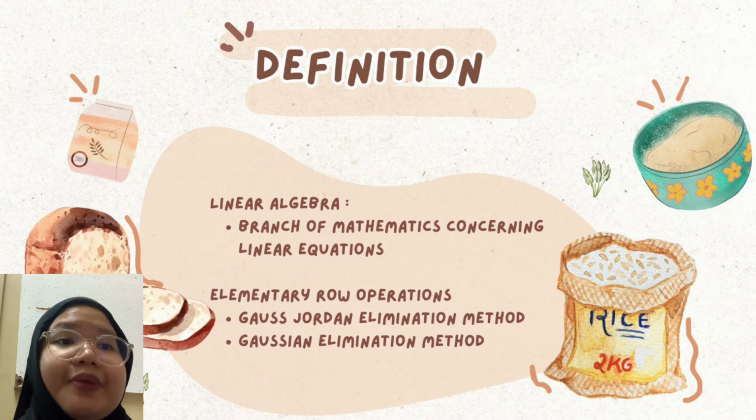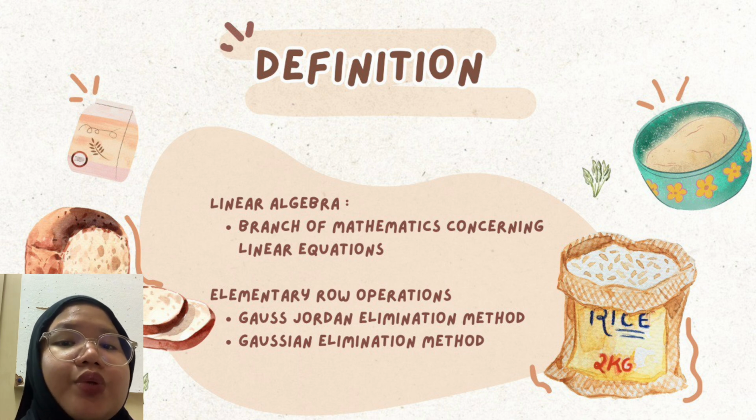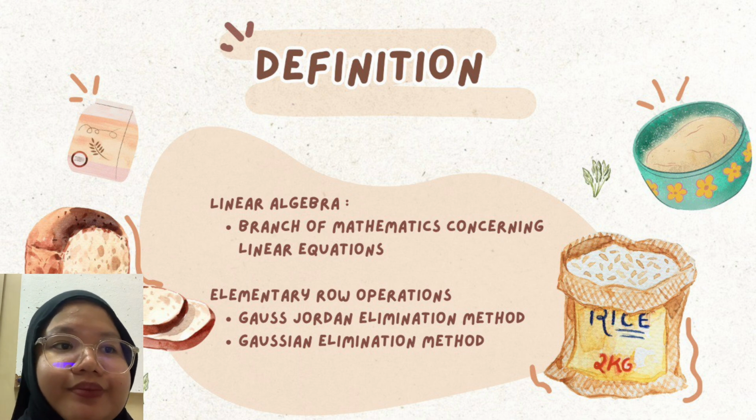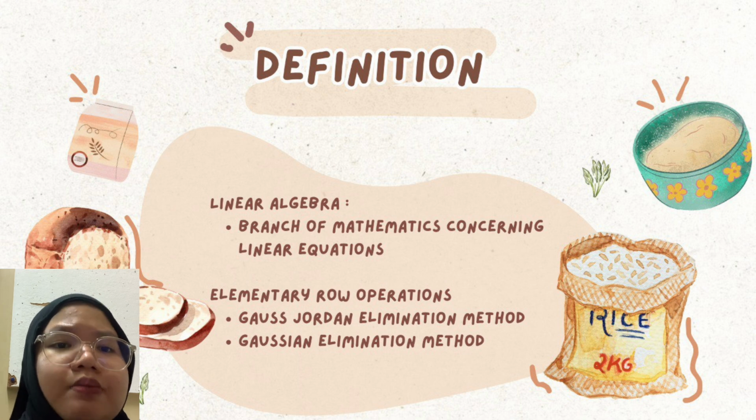Elementary row operations are basic manipulations on the rows of a matrix used to simplify it. These operations include swapping rows, multiplying a row by a non-zero number, and adding or subtracting a multiple of one row to another. They help solve systems of linear equations and find properties like the matrix rank and inverse. Elementary row operations divide into 2 methods, which are the Gaussian elimination method and the Gauss-Jordan elimination method. But today we just focus on the Gaussian elimination method.